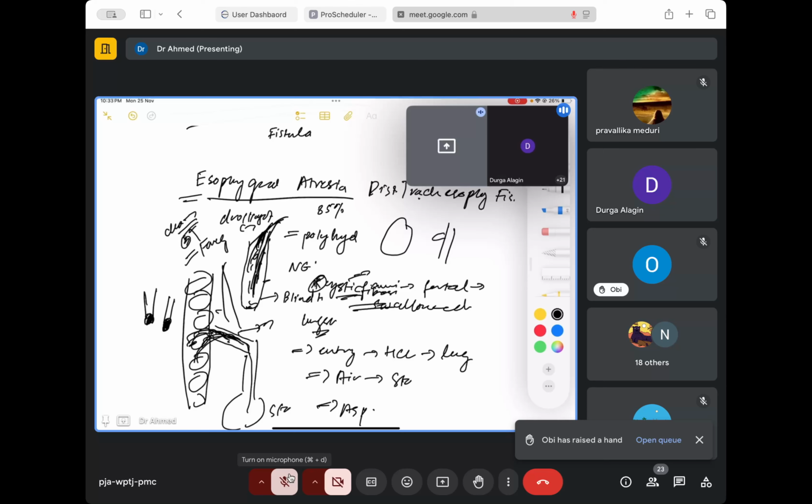So if we have a distal fistula in this case, what would happen, as we discussed? There are increased chances of which things? Here, if you have a connection, it means that things can enter your lung. Aspiration, yes, perfect. Aspiration pneumonia, and distension of the stomach. Yes, distension of the stomach.